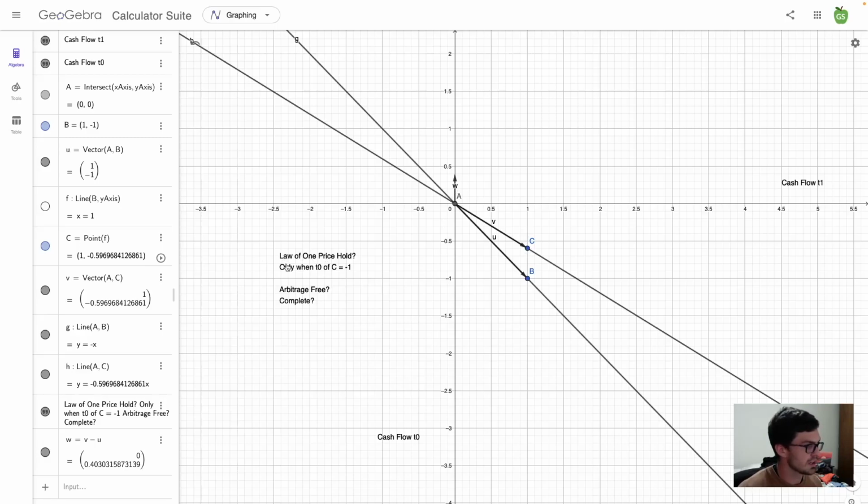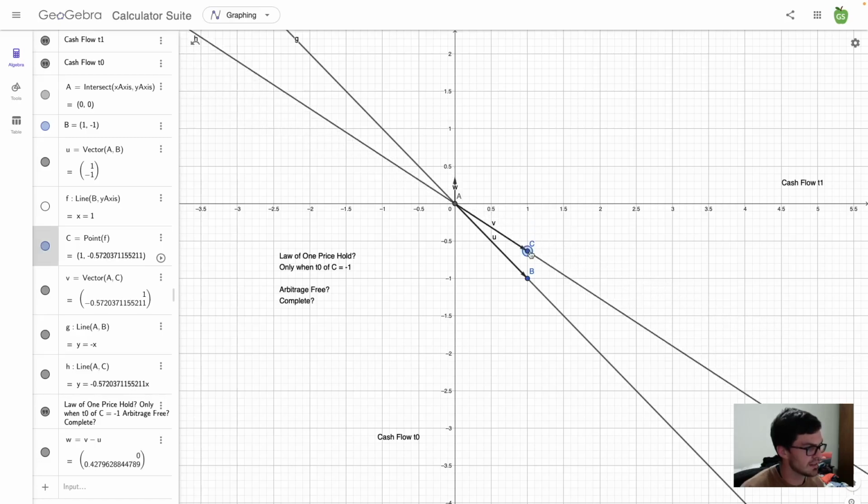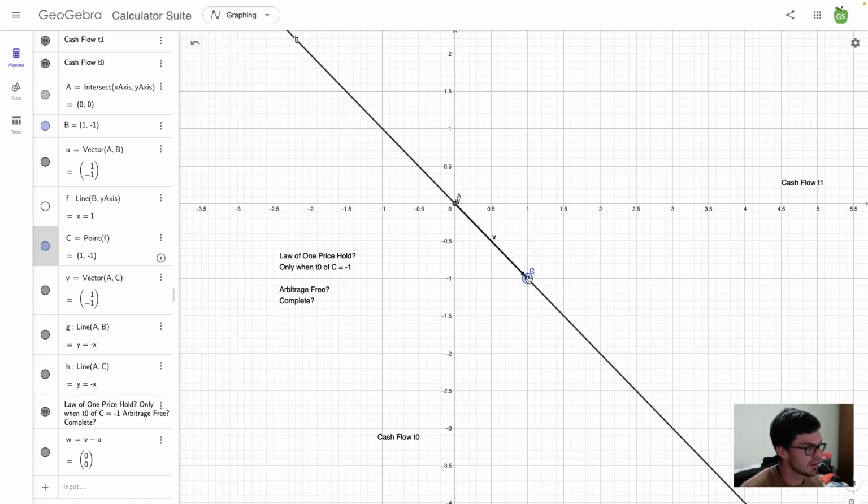So let's go to the case in which the law of one price does hold, and we'll see if we have an arbitrage. How did we do that? We dragged C right on top of here. Bingo. The law of one price holds now. And are we arbitrage free? We actually are, because when we subtract these two assets from each other, we buy one, we sell one, which is the same as subtracting the vectors, we no longer have a risk-free profit.